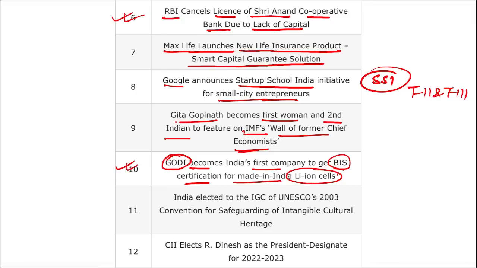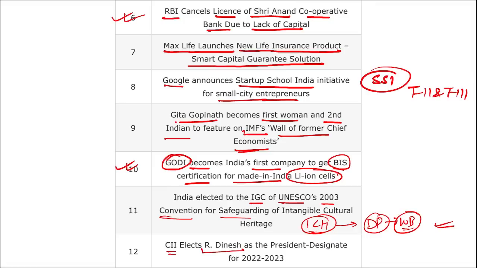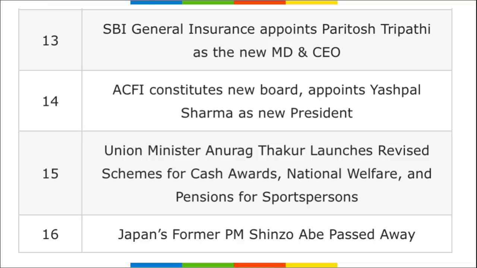India elected, this is also important, to the IGC of UNESCO's 2003 convention for safeguarding the ICH, that is the intangible cultural heritage list. And in this particular list also remember, in 2021 it was Durga Puja of West Bengal that was included into the intangible cultural heritage list. Can you correct me, tell me in which year was Durga Puja added to the intangible cultural heritage list? Tell me, comment below. Then CII has elected R Dinesh as the president designate for 2022 to 2023.